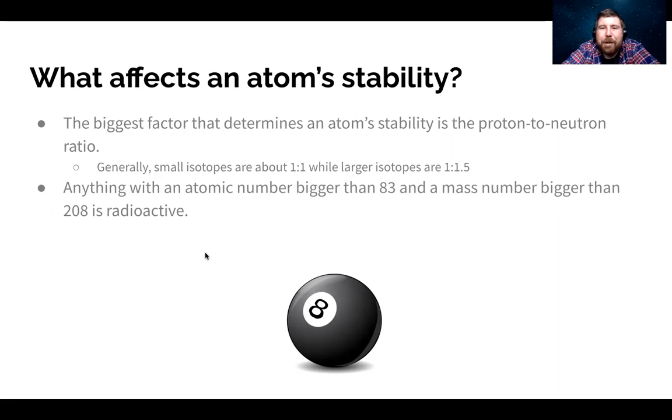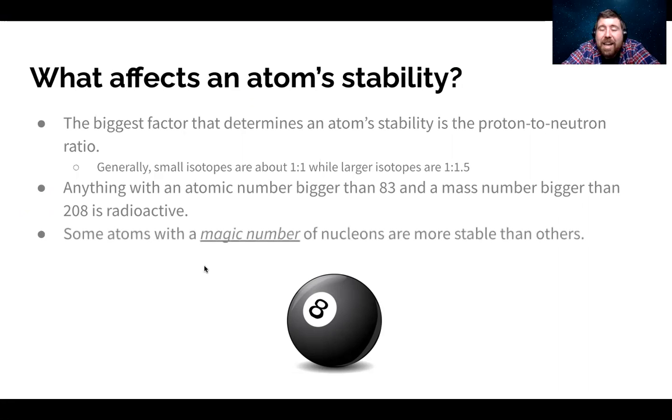And one of my favorite vocab words, again, there's a lot of cool vocabulary in this section, is that there's actually a list of magic numbers of nucleons that makes the element more stable. For some elements, having two nucleons, whether that's 2 protons, 2 neutrons, or 1 of each, is more stable than 3 or 4. 2 is one of those magic numbers. There's actually a list of these magic numbers that you can find in your textbook or online. Really, at the end of the day, you don't need to know those, though.